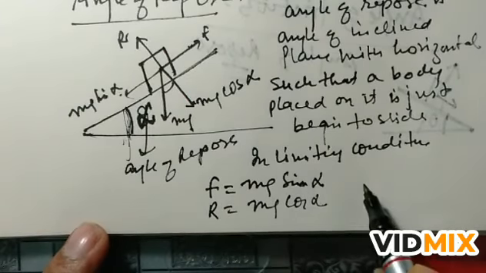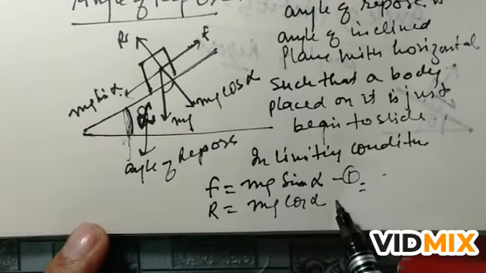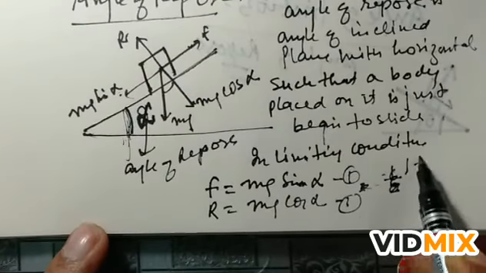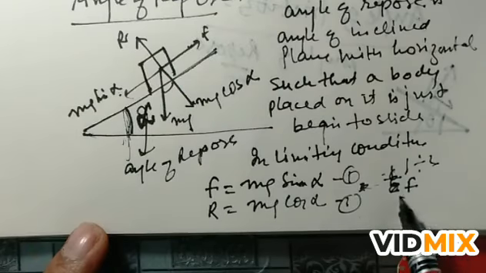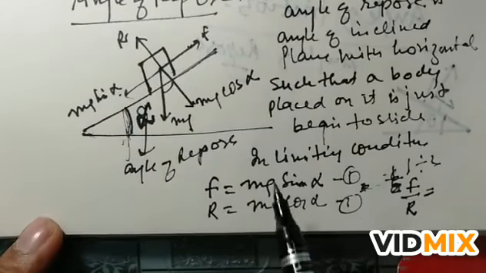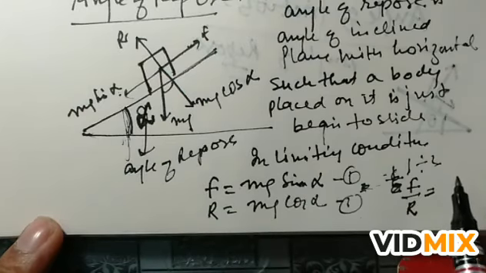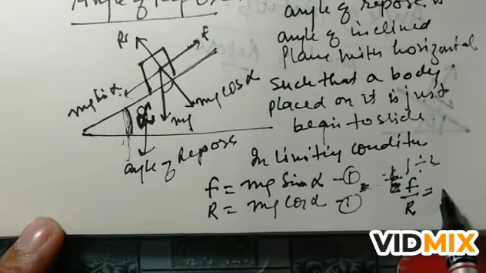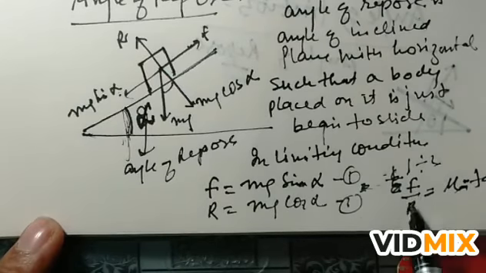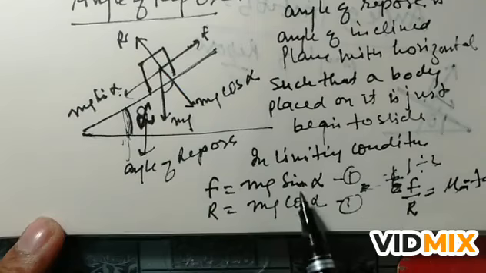So if you divide these, this is equation number 1, this is equation number 2. So 1 divided by 2, it will be F by R is equal to, if you cancel the mg, sin upon cos. F by R is known as mu, and it is equal to tan alpha.